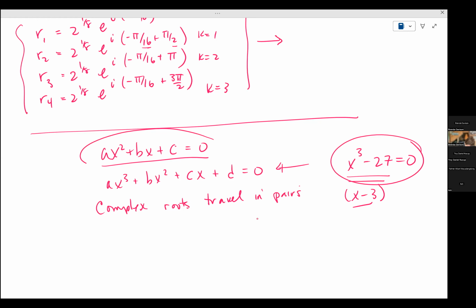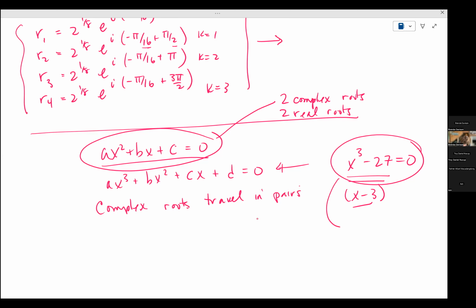Okay, so I just want to say this. If we're dealing with a quadratic, what are our possibilities? There'll be two complex roots, and they'll be conjugates of one another, or there'll be two real roots. There's never going to be one complex and one real. That will not happen. So those are the two possibilities on a quadratic.